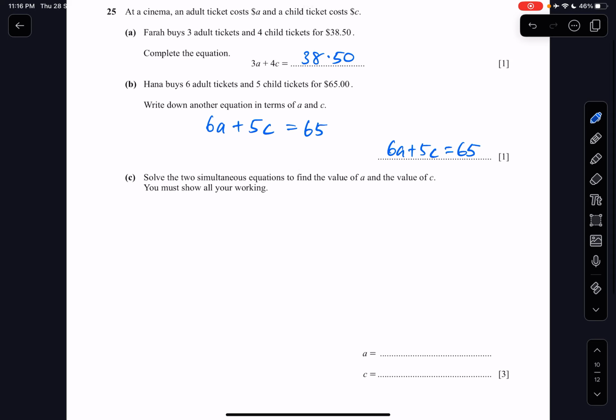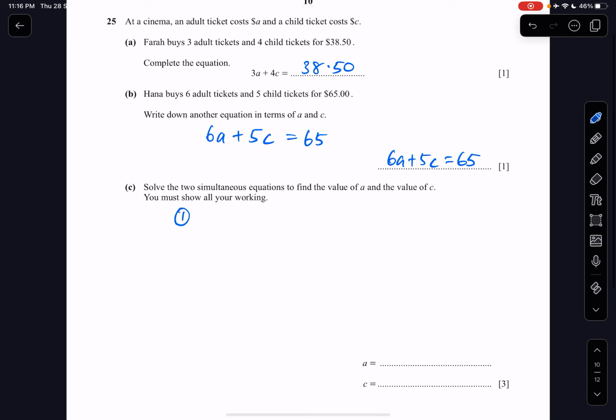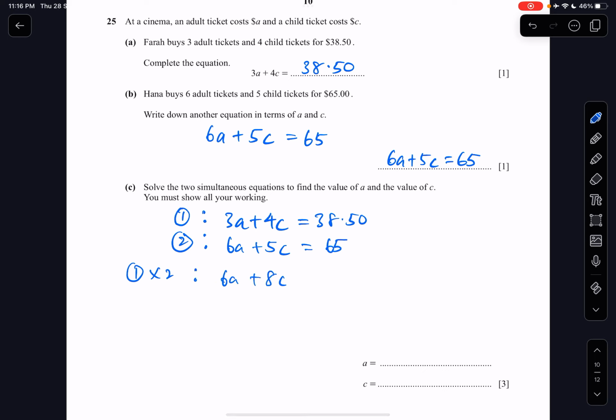Show all your working. Okay, so first write down equation number 1, 3A plus 4C equals $38.50. Equation number 2, 6A plus 5C equals 65. I can see that there's 3A and there's 6A. So I will take the first equation and multiply by 2. So I will have 6A plus 8C equals 38.50 times 2, which will be 77. I'll call this equation 3.